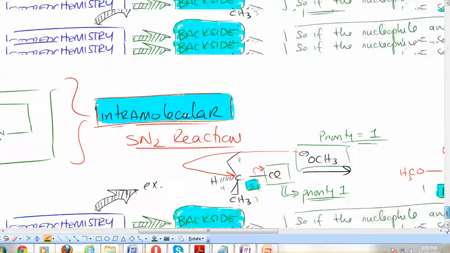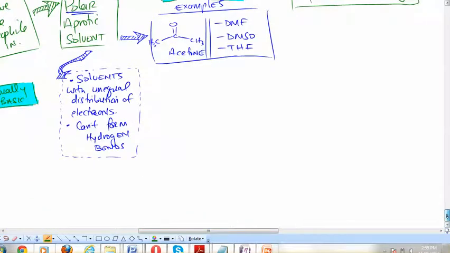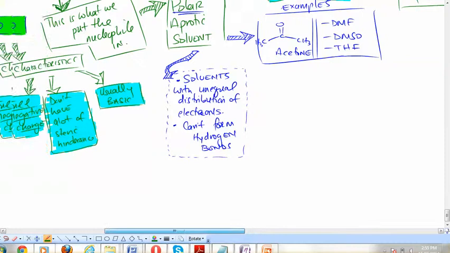Okay, so now what we want to do is get into the SN1 reaction.